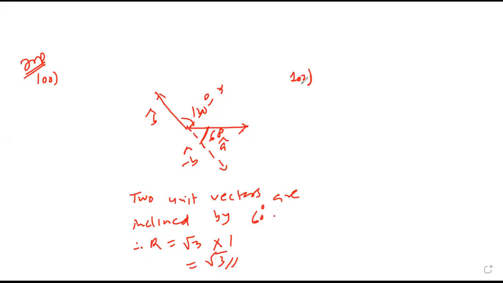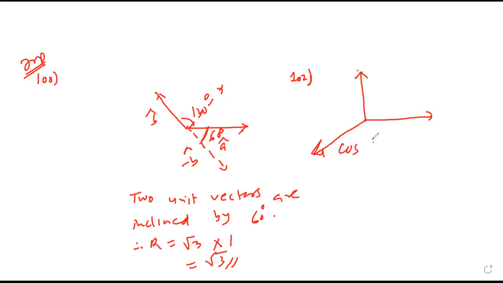A vector of magnitude 30 makes equal angle with the x, y, z axes. Then the components of the vector along the x, y, z axes are? What is the magnitude of that vector? 30 units. And it is making which angle with x, y, z? Equal angles.